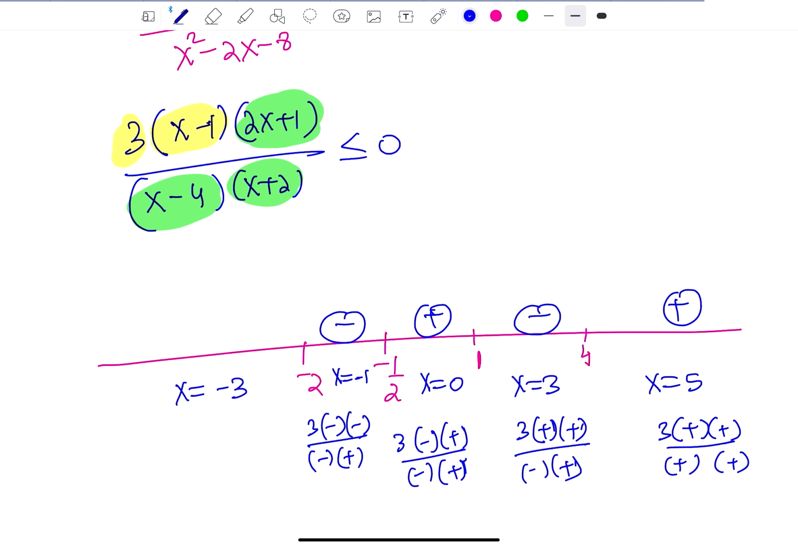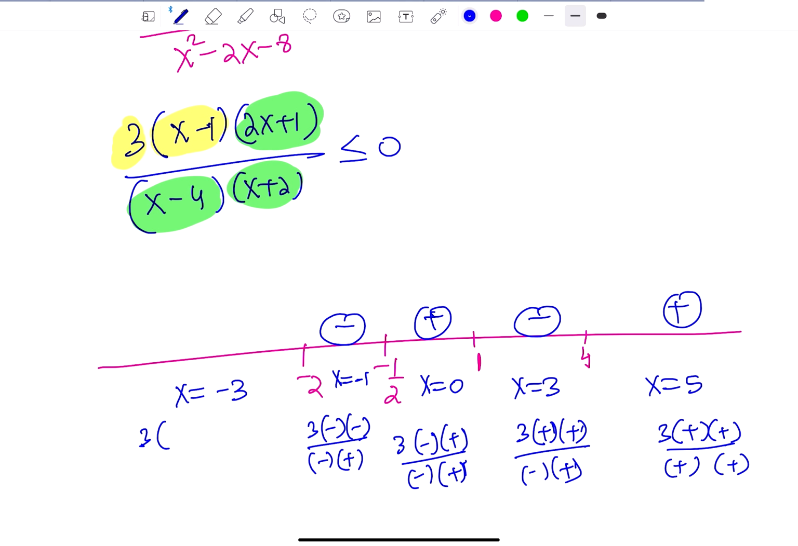To the left of negative 2, we can pick x equals negative 3. 3 times negative 3 minus 1 is negative. That would be again negative, negative, negative. And altogether, it's going to be a positive because I'm dividing negative times negative on the numerator by negative times negative in the denominator.